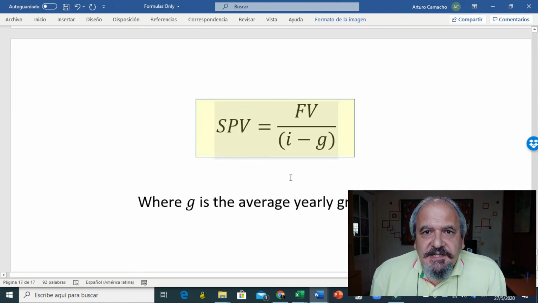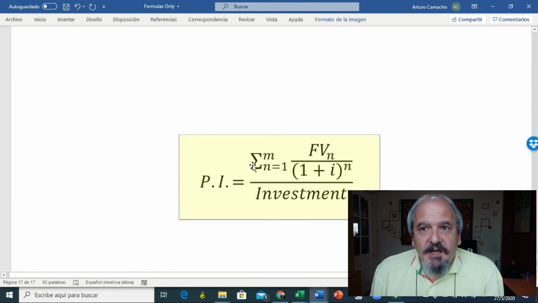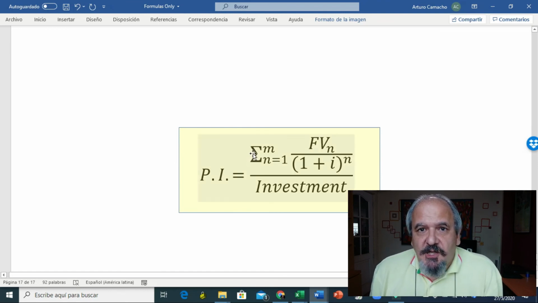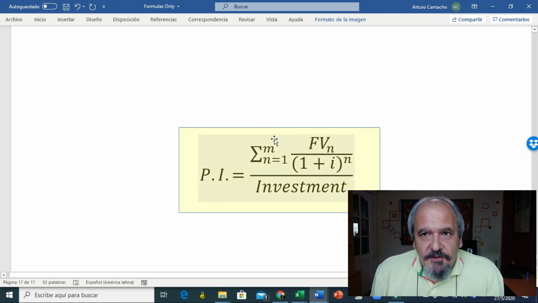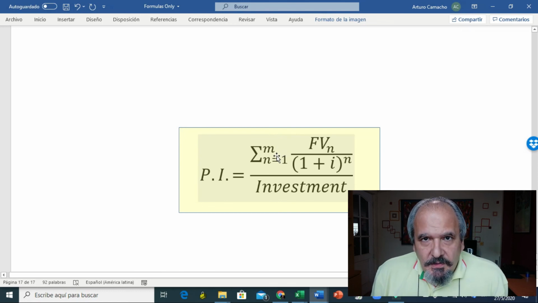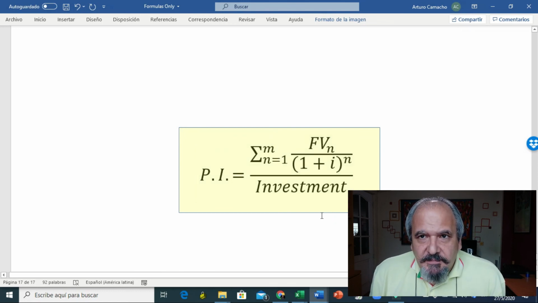Okay, our last formula is the profitability index. It is very simple. It's like the definition said, all the cash flows brought to present by their present value divided by the initial investment. Remember that we don't take into account the initial investment in the numerator. It is from the first cash flow to the M cash flow divided by the initial investment. So remember that if we have 1 here, or 100% as I call it, it means that our investment is the same as all the cash flows brought to present.